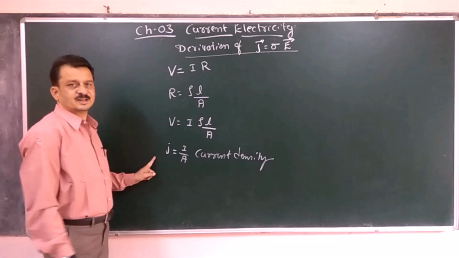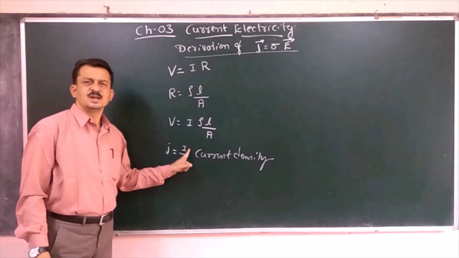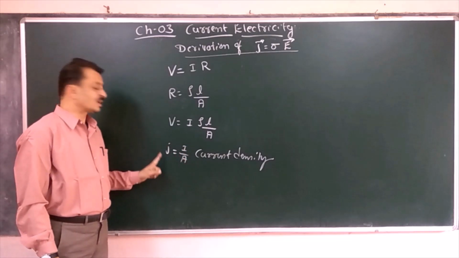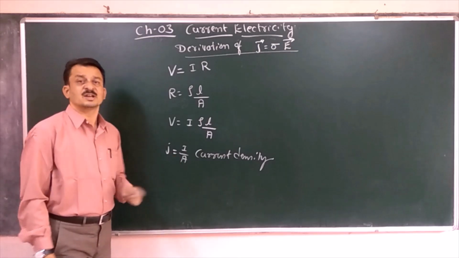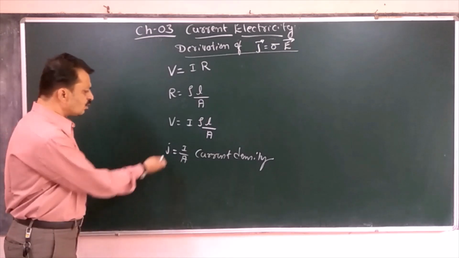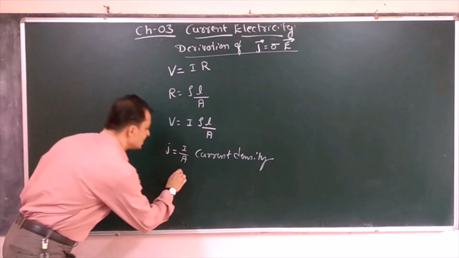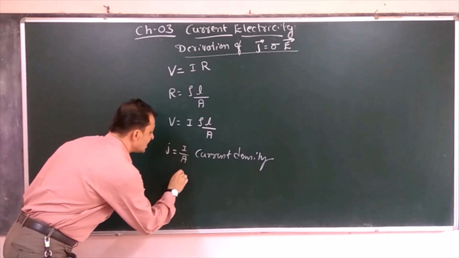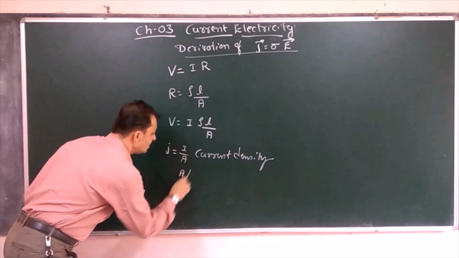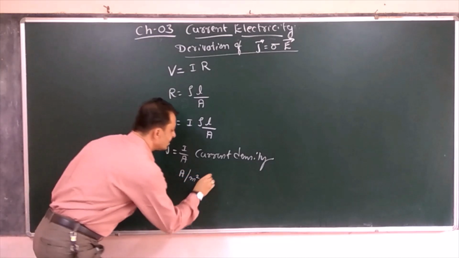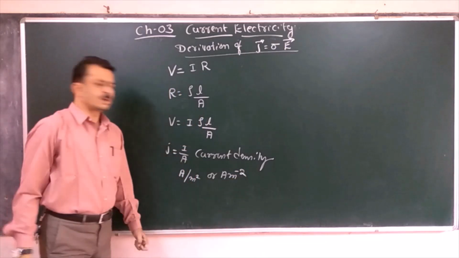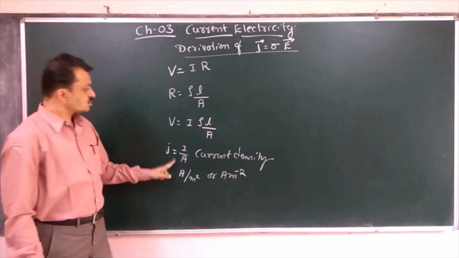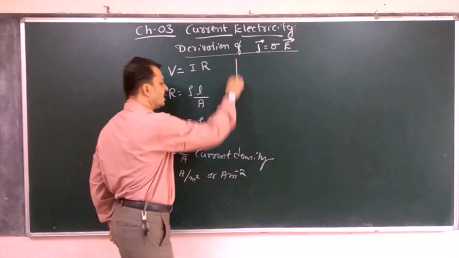It is a vector quantity. Current is a scalar quantity, but current density is a vector quantity. So therefore area is taken as a vector quantity in this case. Then obviously what is the SI unit? It is ampere per meter square, or we can write it as ampere m to the power of -2. Now substituting this one here, what will I get?